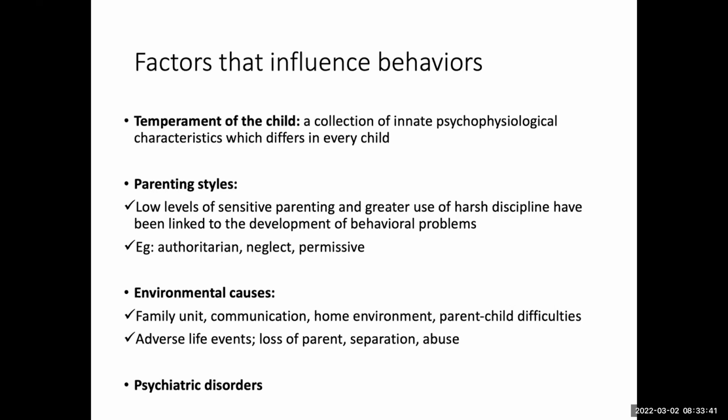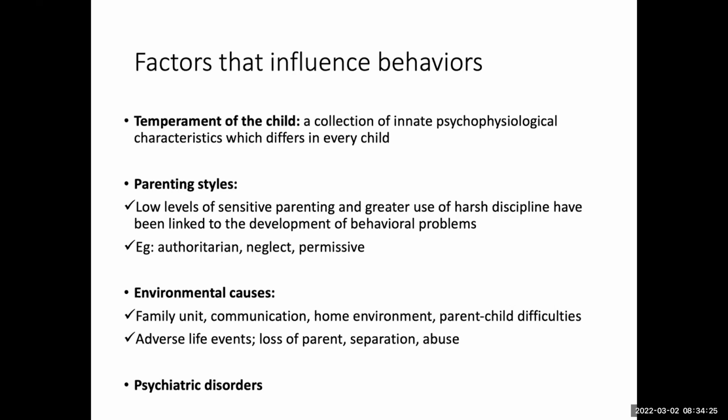Okay. So next one is the parenting styles. Studies have shown that low levels of sensitive parenting and greater use of harsh discipline have been linked to the development of behavioral problems. The so-called negative parenting styles that are identified are authoritarian, neglect, and permissive. So authoritarian parenting is characterized by overcritical parents, lack of warmth, being too strict, and having inflexible rules. Sometimes they practice punitive punishment as well. So this may result in children having low self-esteem, unhappiness, and social withdrawal.